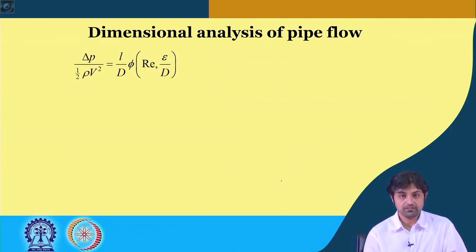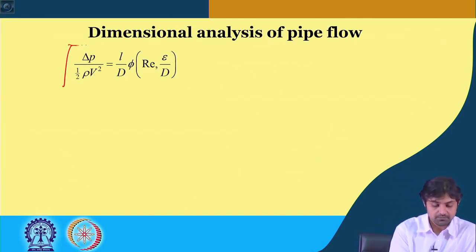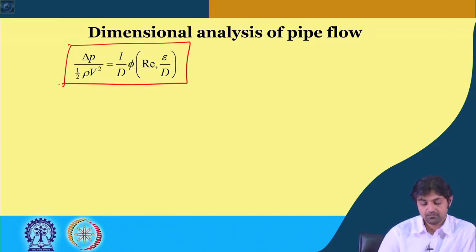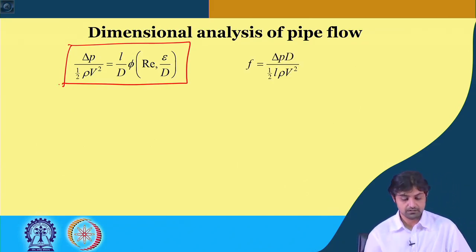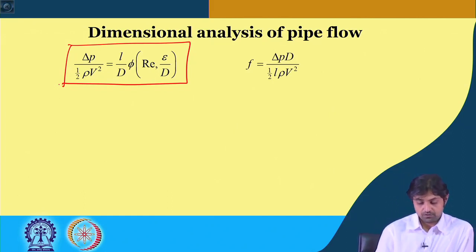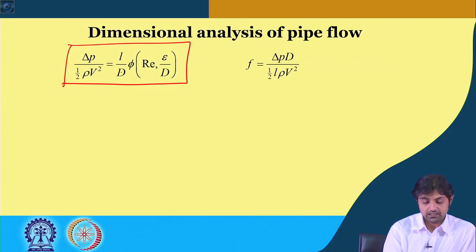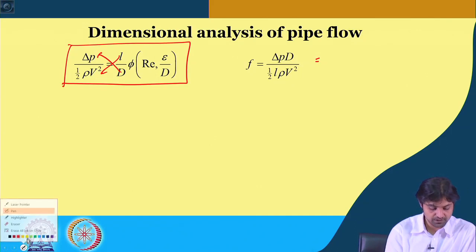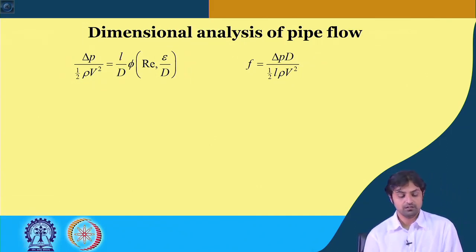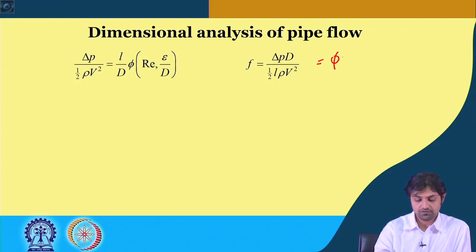So again we write down the same equation, delta P by half rho V square is L by D and a function of Reynolds number and epsilon by D. So we bring L by D on the other side and define it as F. F is nothing but delta P into D divided by half L rho V square, and this we call friction factor F. All right, so F is a function of Reynolds number and epsilon by D.